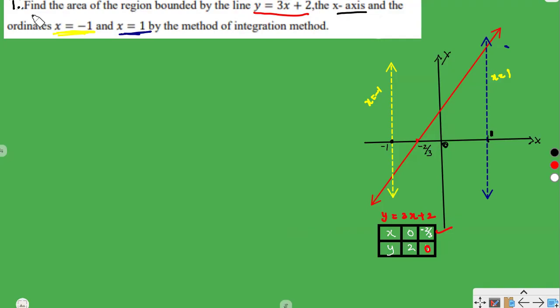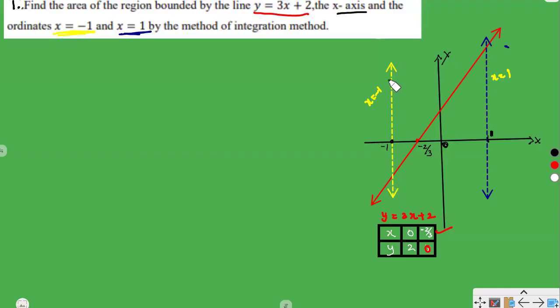Okay. Now, what we are trying to find is the area bounded by the line y equals 3x plus 2. I told you this red line is y equals 3x plus 2, which we have drawn, and the area bounded by this line and the x-axis and the ordinates, what they are saying, x equals minus 1.